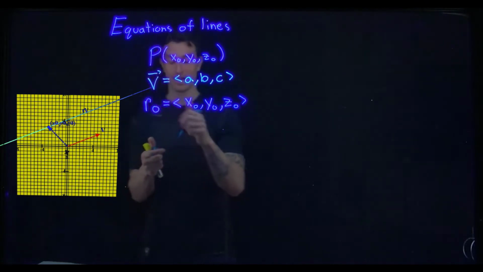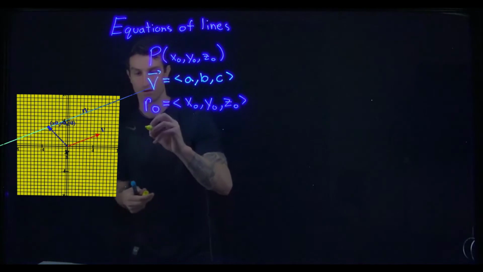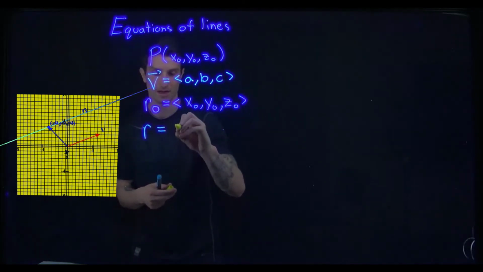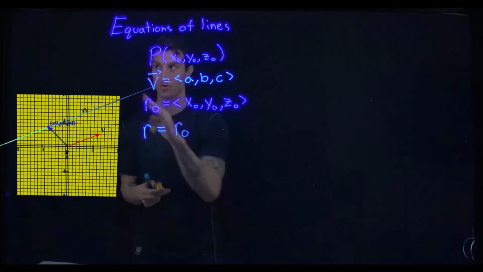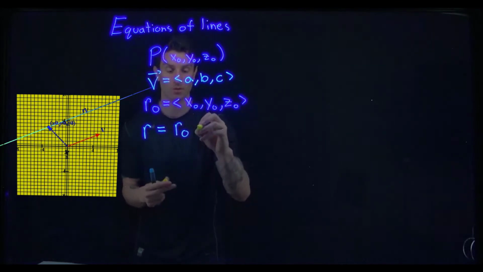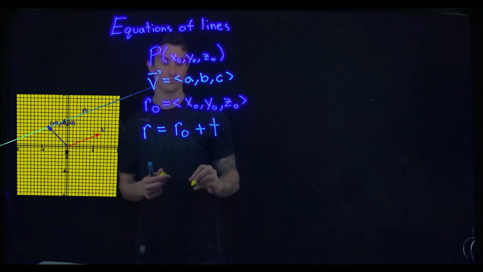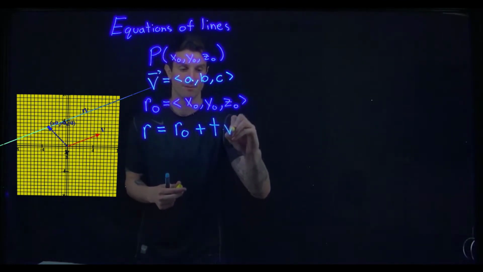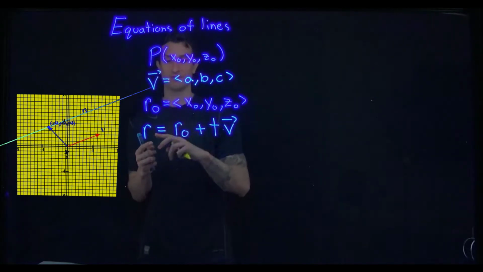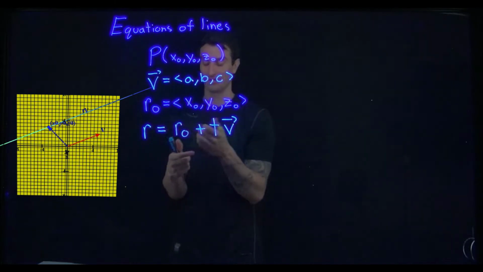And then we're going to define this line r equal to r naught. So this travels to the point that's on the line, and then we want to move in the same direction as the line that we want. So it's plus some scalar t times our vector v. And t is just going to give us some scalar. If it's a positive value, it will be to the right of r naught, and if it's some negative value, it will be to the left of r naught.